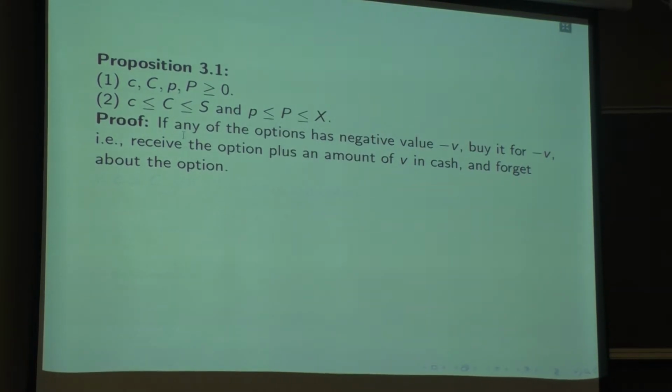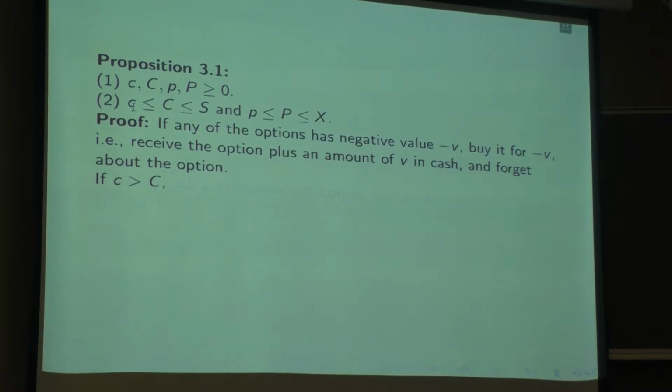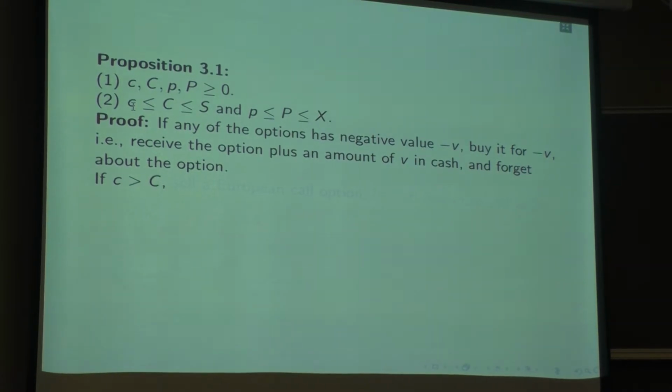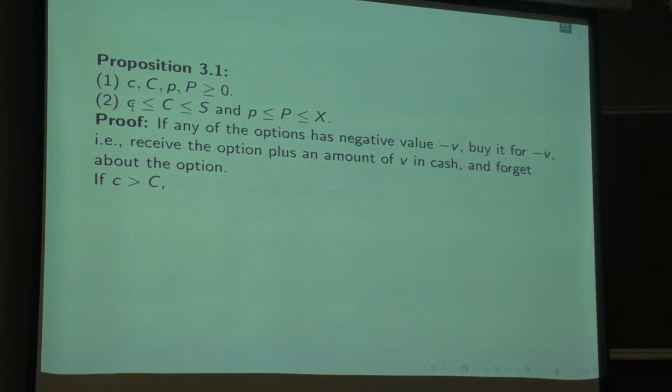Okay, let's have a look at the second set of inequalities in part C. So let's start with this inequality first. Let's convince you that little c is less or equal to big C. So how do we do these things? How do we show that we have some relationship between prices? We say if this is not holding, then we can get a free lunch.